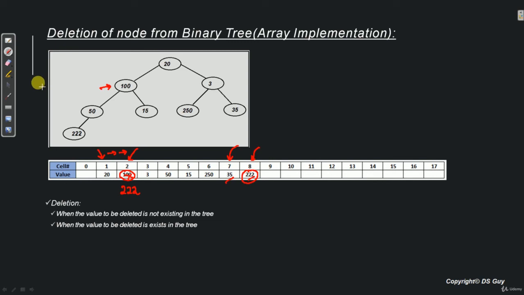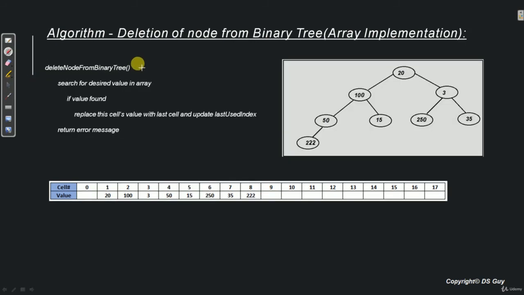Now let's see what the algorithm for this looks like. So the algorithm is very simple. It first searches for the desired value in the array. If the value is found, then replace this value with the last cell's value and update last used index. Else, if it does not find the value, it returns an error message.